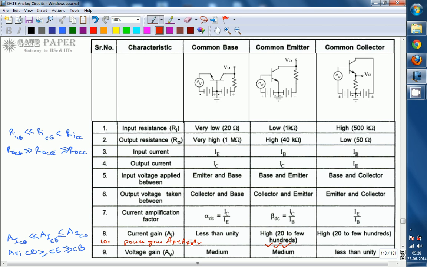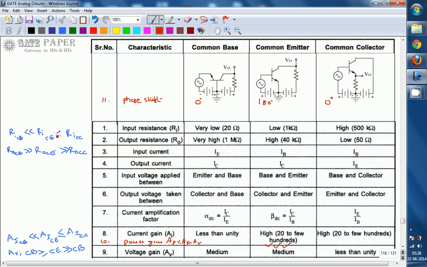Next, the phase angle, that is the phase shift introduced between input and output. Common base introduces 0 degrees phase shift, whereas common emitter introduces 180 degrees phase shift, and common collector introduces 0 degrees phase shift.